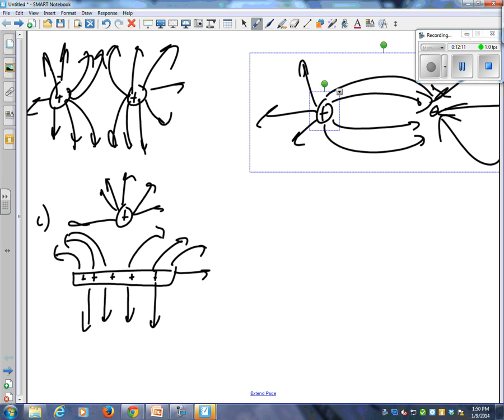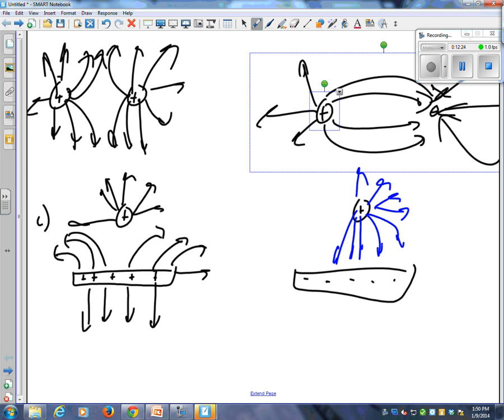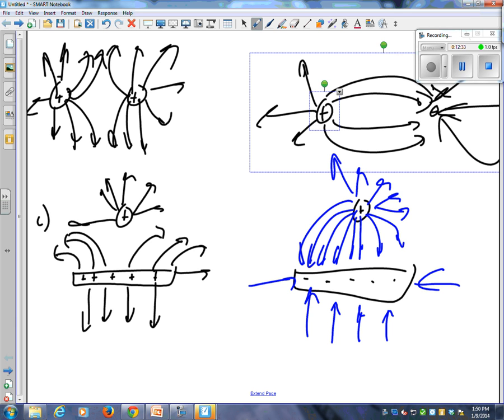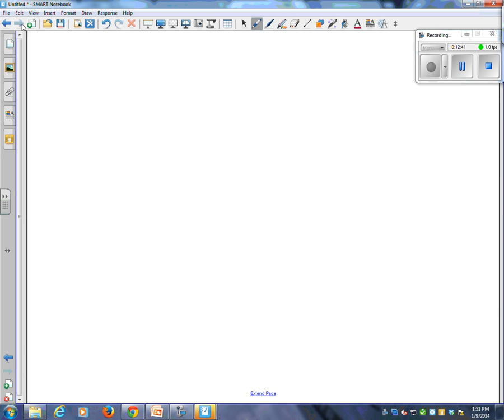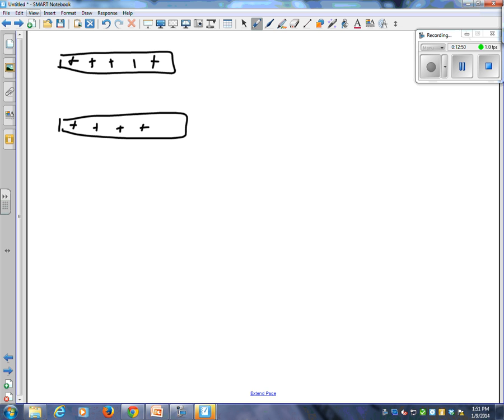Positive and negative. Away, away, away, towards. Towards, towards. Yeah? On the sides. Yeah, probably would be a little bit something there. Positive, positive plate. Curved away. Right? So this would all be away.